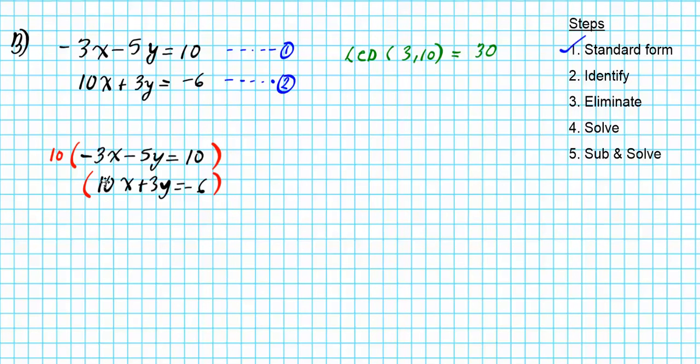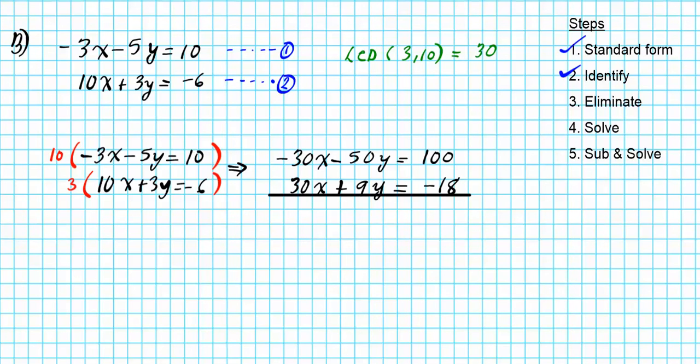Okay? Now I want the coefficient of x in the second equation to be positive 30, so I multiply by 3. Now when I multiply and distribute, that gives me negative 30x minus 50y equals 10 times 10, 100. Second equation, 30x plus 9y equals 3 times 6, 18, negative 18. Okay, so I need the x's to be eliminated. So we created opposites.